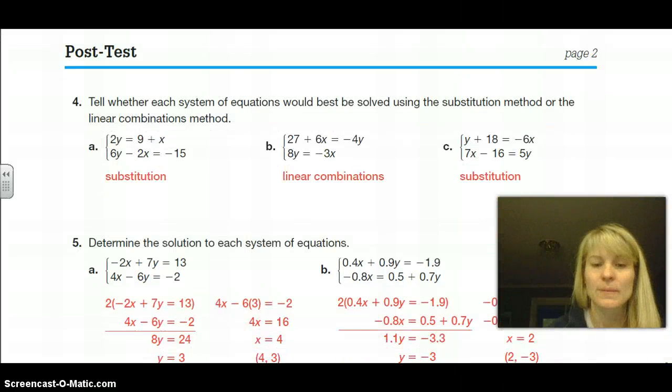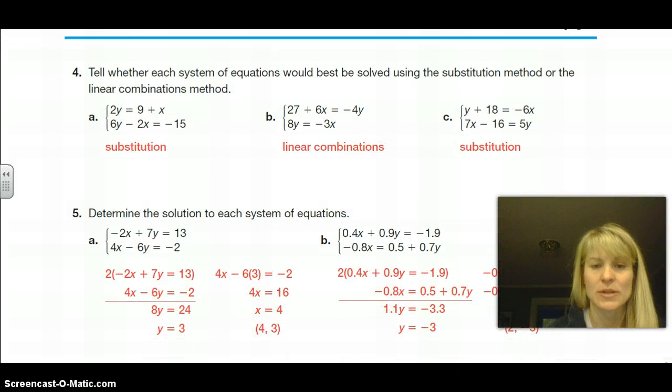This one, on your test, I'm not going to have you tell me which method you're going to solve. I'm probably just going to have you skip this problem altogether because we did ours a little bit differently.